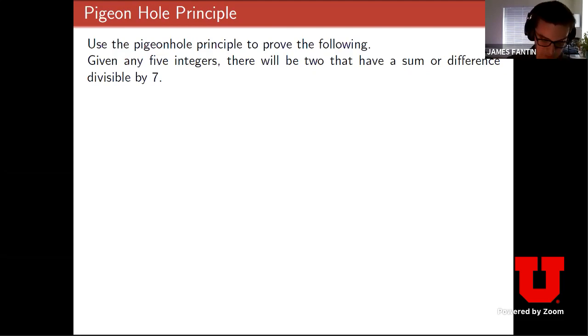So with this problem, we're given 5 integers. Could be any integers, positive, negative, doesn't matter. So we have any 5 integers, and then we want to show that 2 of them will have either a sum or a difference that is divisible by 7.